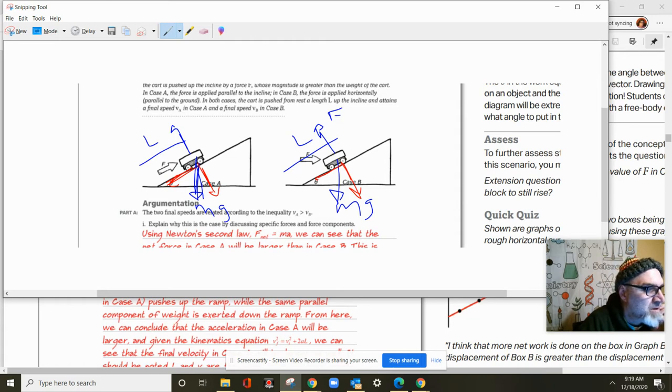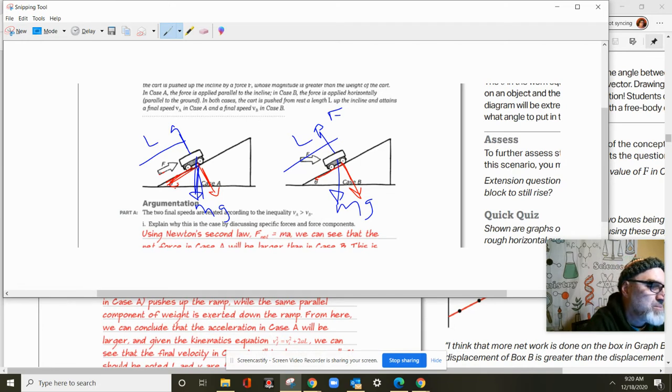So the reason that this one is bigger is because this force is greater than the weight. So it's definitely greater than a component of the weight. If it's greater than the weight, it's definitely greater than just a component of the weight. So we have a net force. So we have an acceleration. So we have a speed when we get up there.